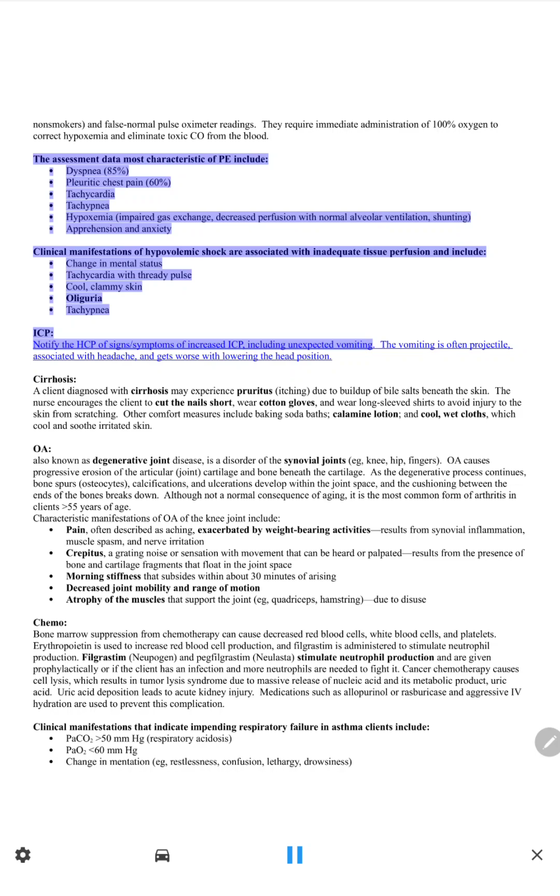ICP. Notify the HCP of signs and symptoms of increased ICP, including unexpected vomiting. The vomiting is often projectile, associated with headache, and gets worse with lowering the head position.